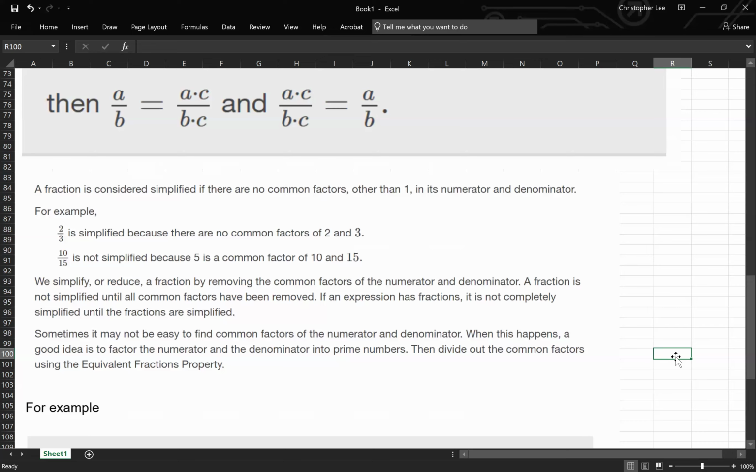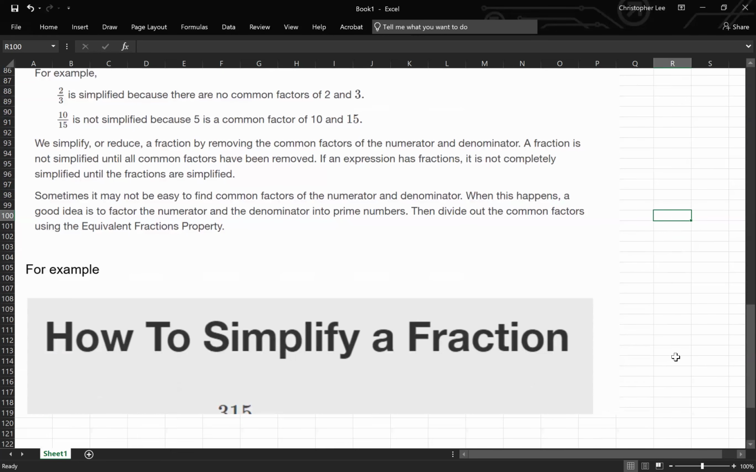Sometimes it may not be easy to find common factors of the numerator and denominator. When this happens, a good idea is to factor the numerator and denominator into prime numbers, then divide out the common factors using the equivalent fractions property.